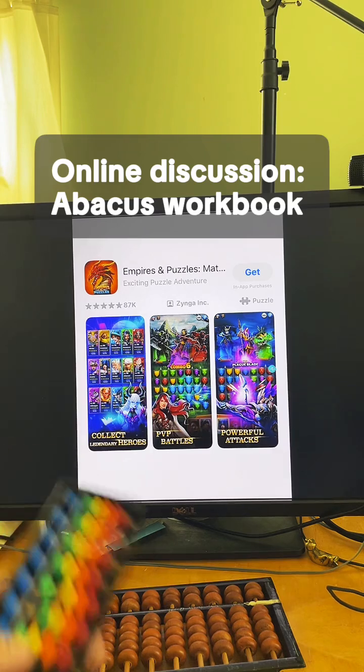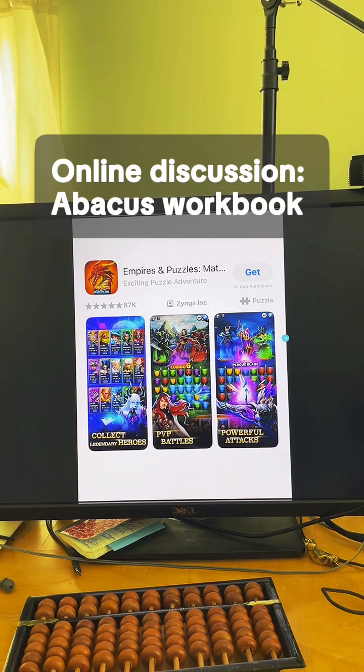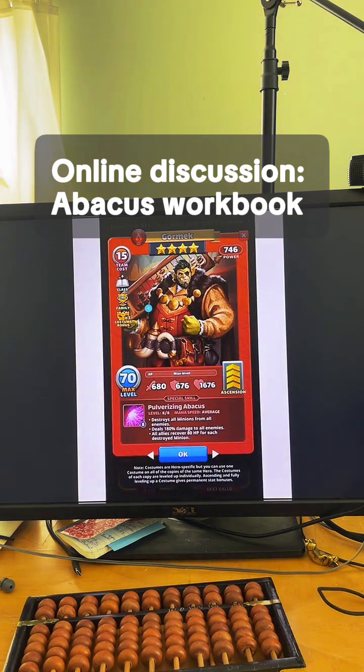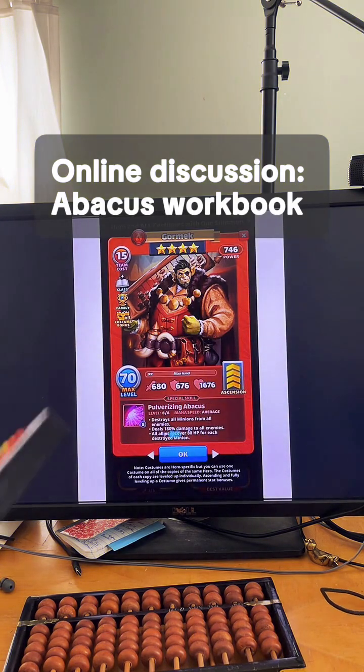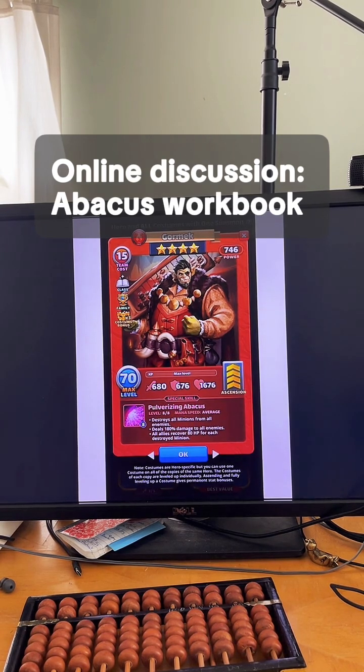Oh, this one. So my kid was playing this game called Empires and Puzzles. I can't remember the name. And if you notice, there's a person, his special skill is pulverizing abacus. And I'm like, what? How is that even? But there's characters and there's people that know what an abacus is.